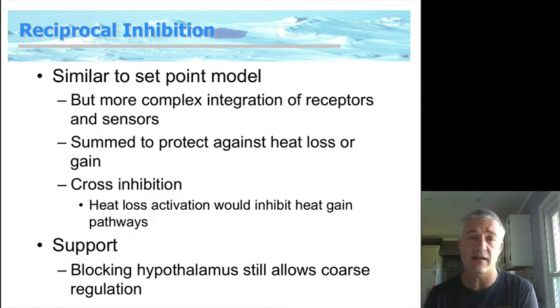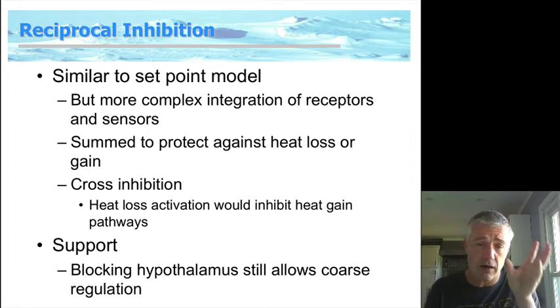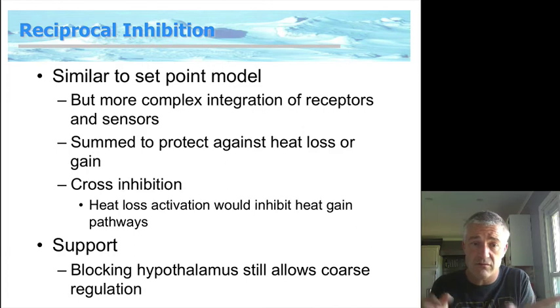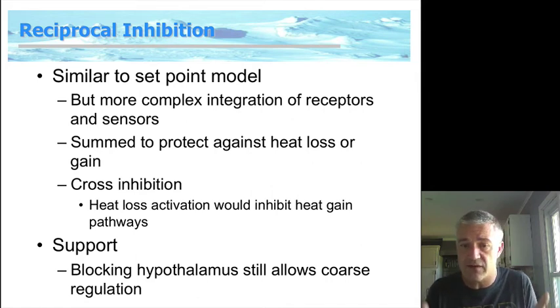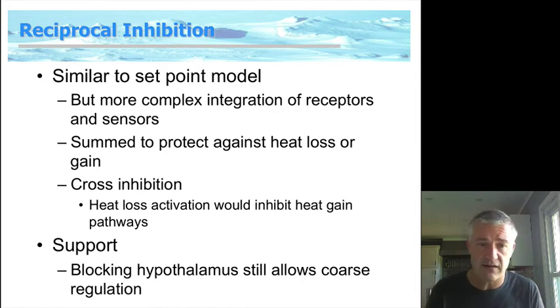Reciprocal inhibition is similar to that set point model, but is saying the receptors, sensors and effectors are a little bit more interconnected. Really it's a combination of these things that are protecting against heat loss or heat gain. So for example, if your body temp is going up, those heat loss mechanisms, while they are working, you also should be inhibiting some of those heat gain pathways. What supports this one a little bit is that this works even if you have some hypothalamic control being lost. So if you block hypothalamus activity, you can still coarsely regulate your body temperature. And if it was a set point with a thermostat, that doesn't necessarily work.